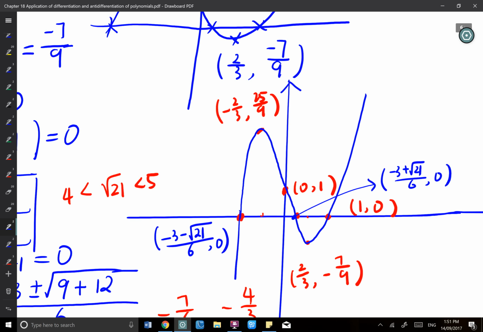You need to label all the x-intercepts and all the turning points, and nothing else. If you have a stationary point of inflection, you need to label that. If you have endpoints, you need to label endpoints. But we don't have that in this graph, so that's all.